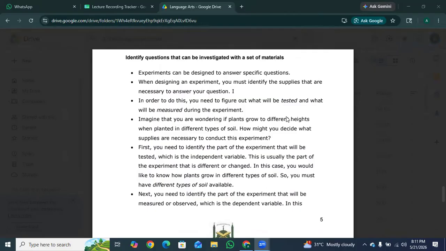Identify questions that can be investigated with a set of materials. Experiments can be designed to answer specific questions. When designing an experiment, you must identify the supplies that are necessary to answer your question. In order to do this, you need to figure out what will be tested and what will be measured during the experiment. So the main point is that before you start an experiment, you must make sure you have the exact supplies and materials needed to actually test your questions. If you don't have the right tools, you can't get your answers.